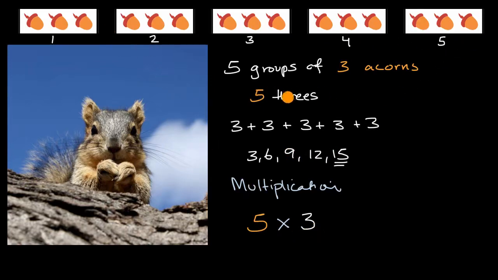So when someone says 5 times 3, you could view that as 5 groups of 3. Or you could view that as 5 threes. Or you could view that as 3 plus 3 plus 3 plus 3 plus 3. Or you could view that as 15.